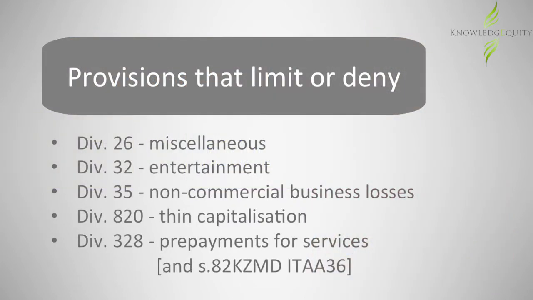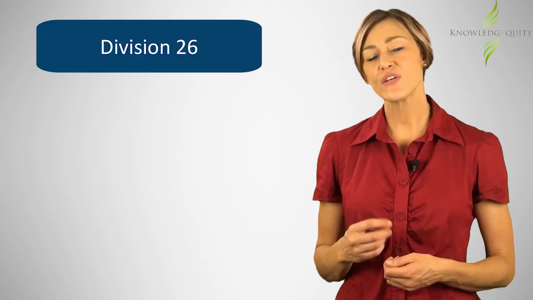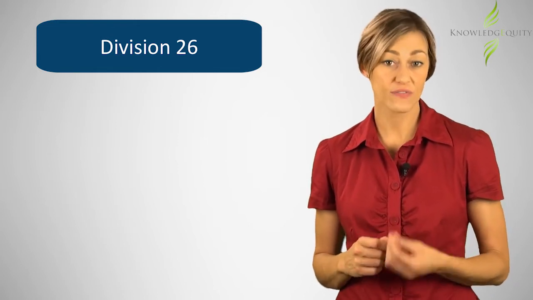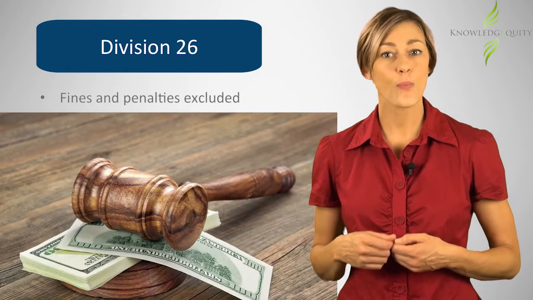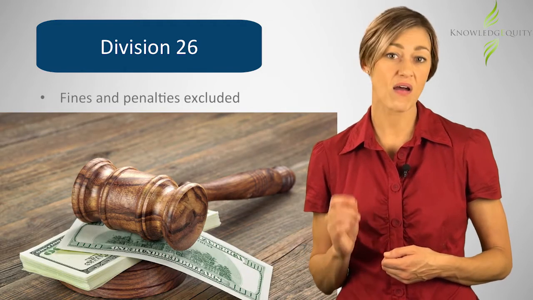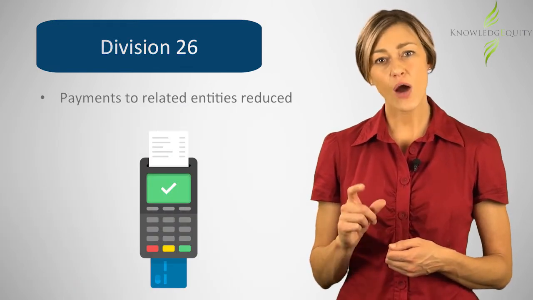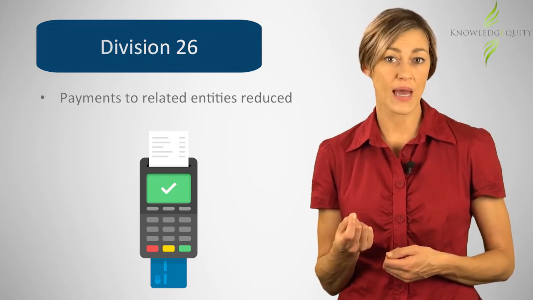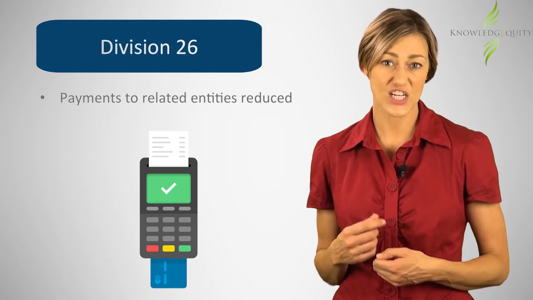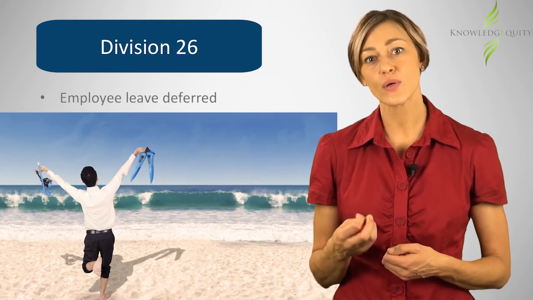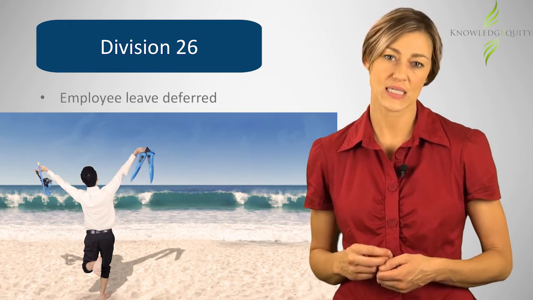Notwithstanding eligibility under a general or specific deduction provision, another specific provision may limit or deny that deduction. Division 26 sets out a number of amounts that you cannot deduct or you cannot deduct in full. For example, fines or penalties for breaches of a law are excluded entirely in Section 26-5. Payments to related entities are reduced to what is deemed to be a reasonable amount by the Commissioner under Section 26-35. Accrued employee leave entitlements are deferred until the year in which they are actually paid by Section 26-10.